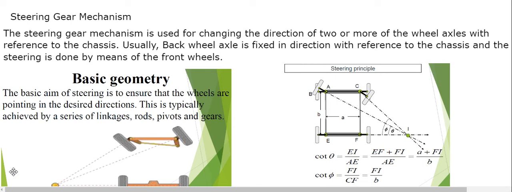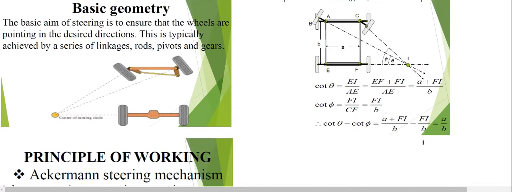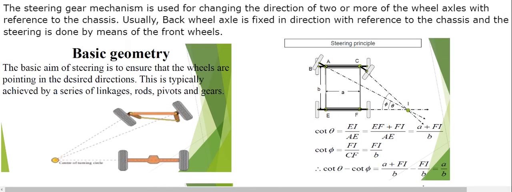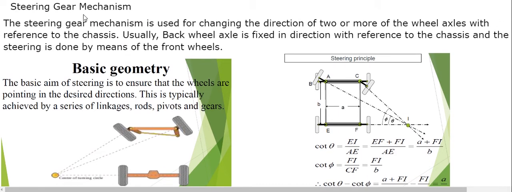So today we will be discussing steering gear mechanism. We all know steering gears from the automobile steering. We all drive vehicles, especially four-wheel automobiles. There is a steering wheel, and when we turn that steering wheel, we turn our vehicle right or left according to that. So what is a steering gear mechanism? Gear mechanism is used to change the direction of two or more wheel axles with reference to the chassis.